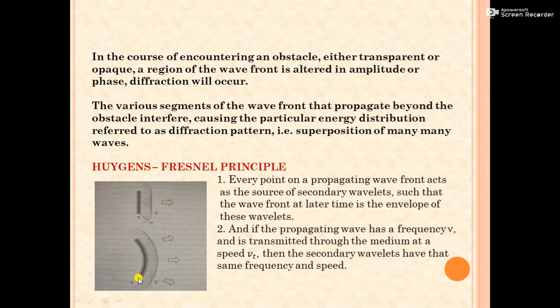So this is a wavefront, and considered according to Huygens, all the points are sources. Though it has an infinite number of sources, it is not possible to draw an infinite number of sources, so here we have drawn a finite number of sources. All the points on the wavefront act as the source of secondary wavelets, and after a later time, the envelope of all these wavelets represents the wavefront.